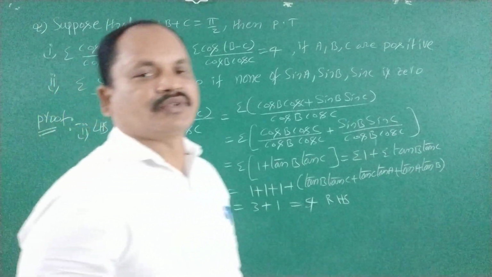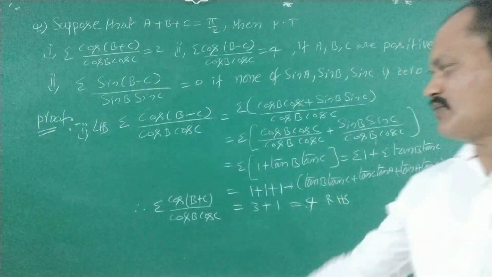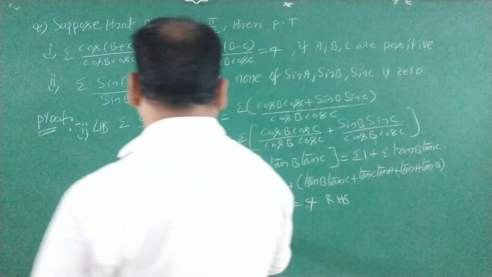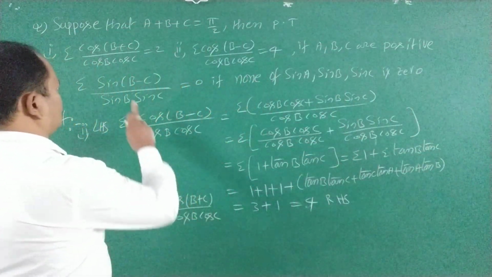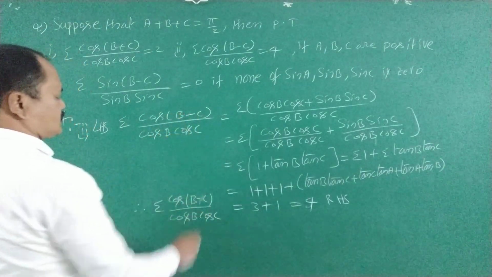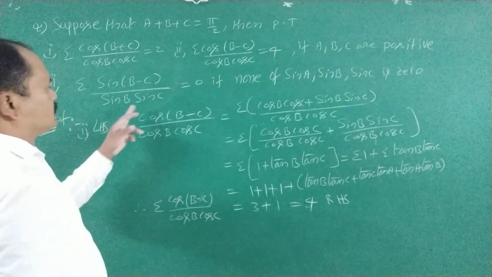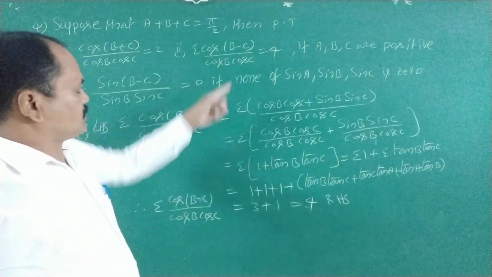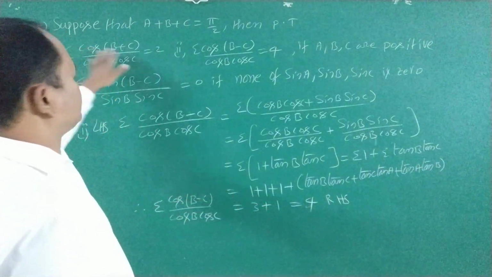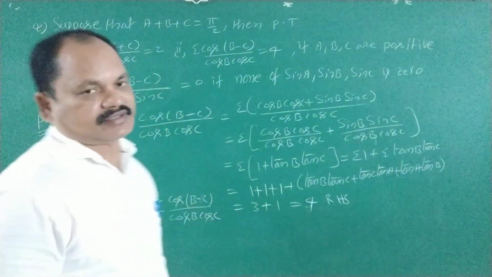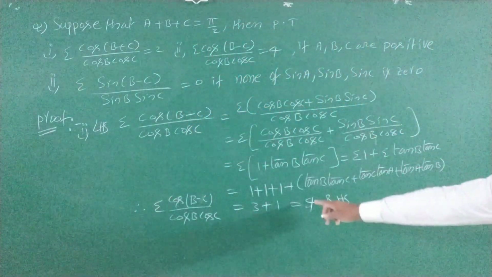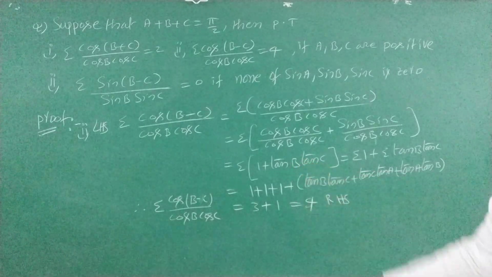Now we are going to prove the third one. Second one proof: sigma cos B plus sigma cos(B minus C). Sigma cos(B minus C) is equal to, since B minus C, it is 4. That's all. B plus C, it is 2. Are you clear? That's all. Now we are going to prove the third one. This is the second one.